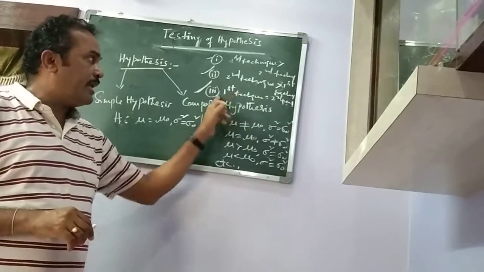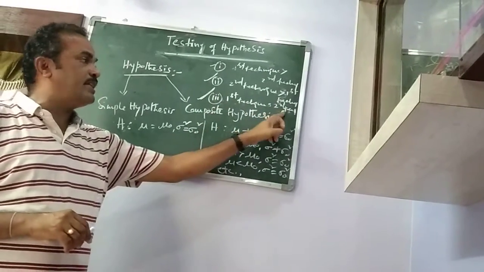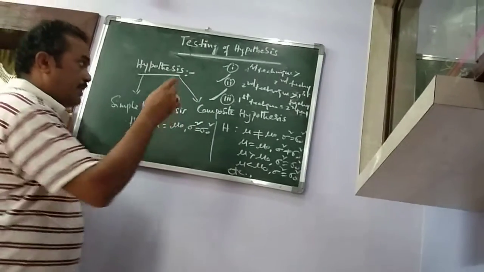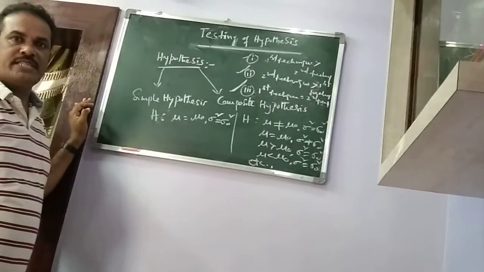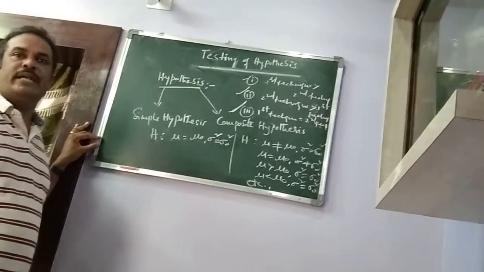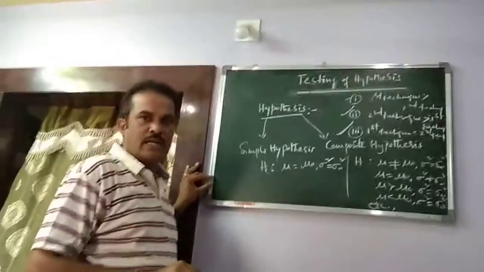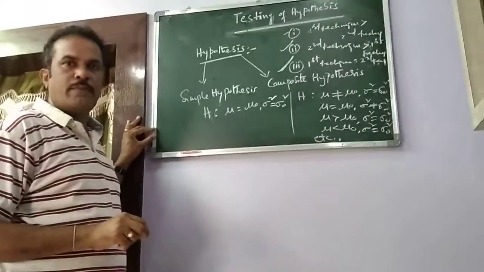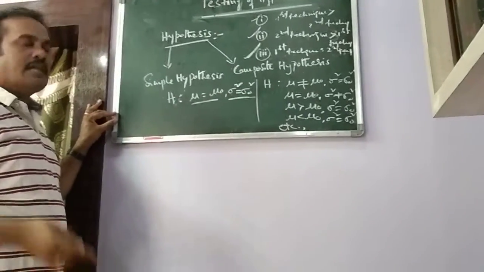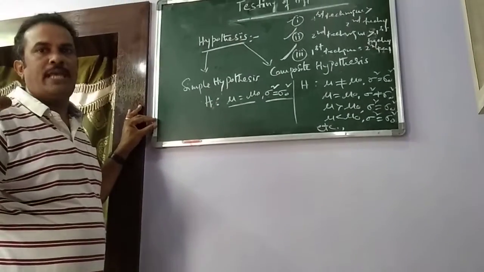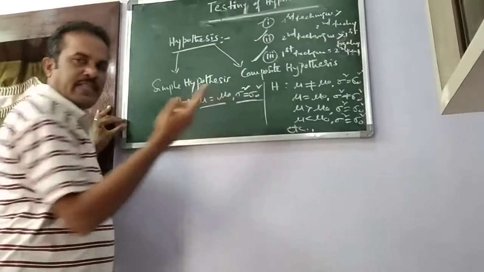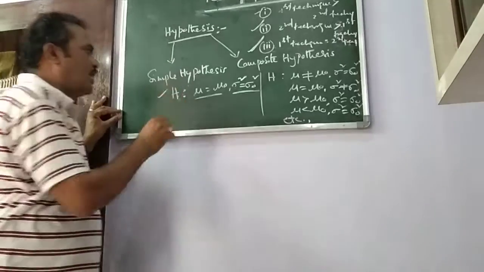What is the meaning of this? There is no difference between the processes. That is called the null hypothesis. The null hypothesis is nothing but a no-difference statement about the population parameters. That's why the null hypothesis is nothing but a simple hypothesis. So mu equal to mu naught, there is no difference. Sigma square equal to sigma naught square, there is no difference. These are also examples of the null hypothesis.